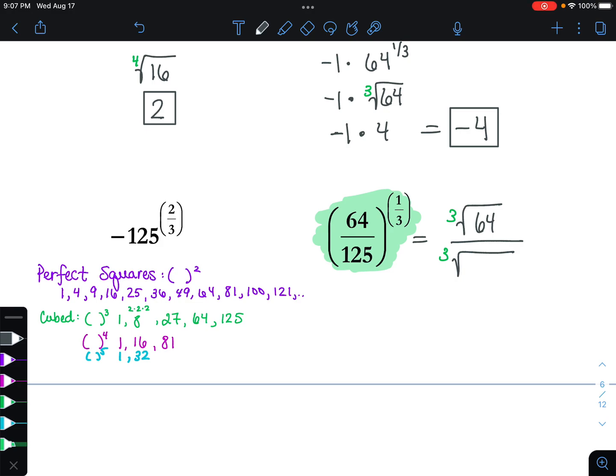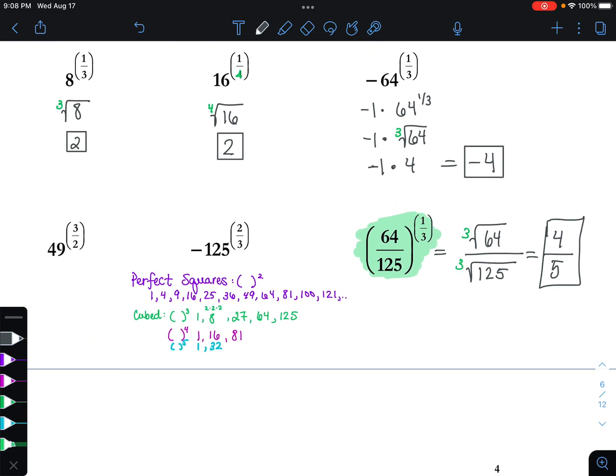All right, so hopefully you were able to come back and distribute that 1/3 exponent just like we would any other exponent. But when you distribute it, that 1/3, remember, is the radical. It converts to that radical, and then we can continue simplifying from here. So the cube root of 64 is 4, cube root of 125 is 5, and that is our answer. So not only are we converting from exponential power to our radicals, but we're also using our properties of exponents along the way.